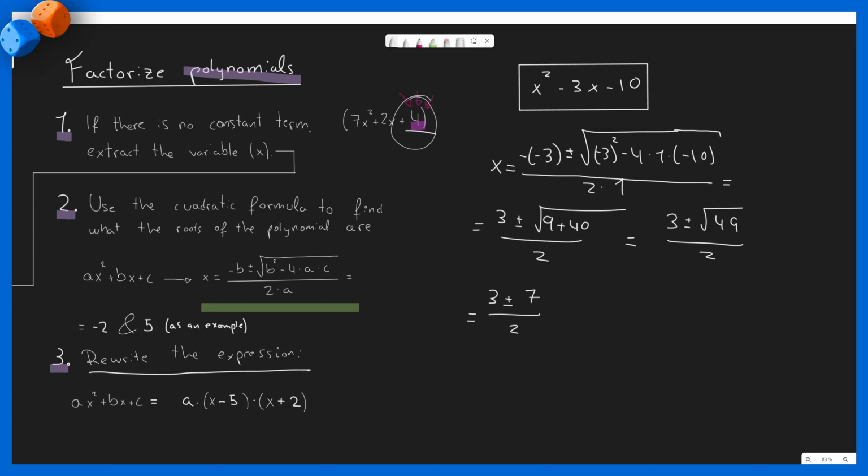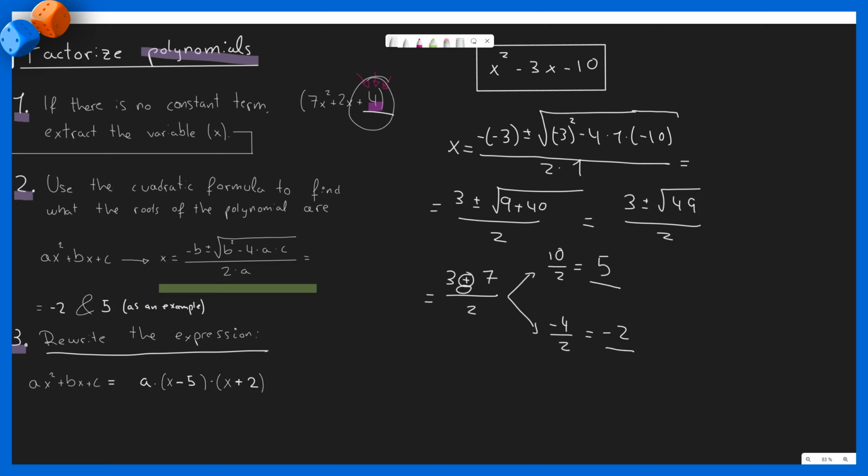And this gives us two solutions, two roots of our equation in case we wanted to solve it. Using the plus sign, we will get 10 divided by 2 equals 5, and using the minus sign, we will get minus 4 divided by 2 equals minus 2. Now, knowing these roots, we will have to write them inside of a parenthesis with an x, changing the sign of the root, so that x squared minus 3x minus 10 is equal to x minus our root 5 times x minus our root, which is minus 2. This is why I write it inside of a parenthesis.